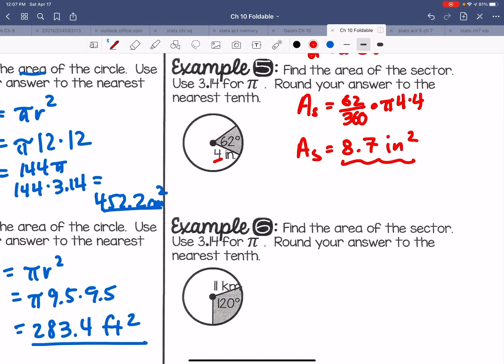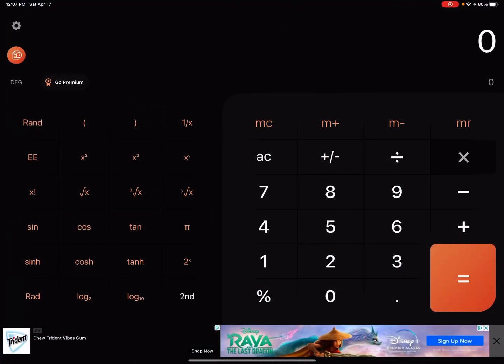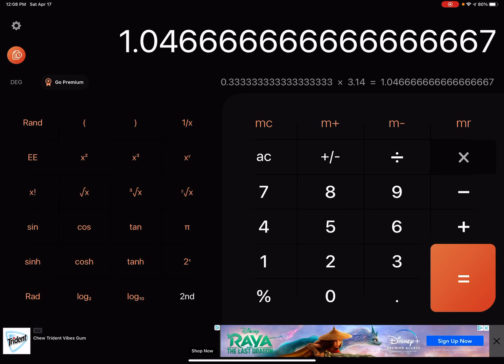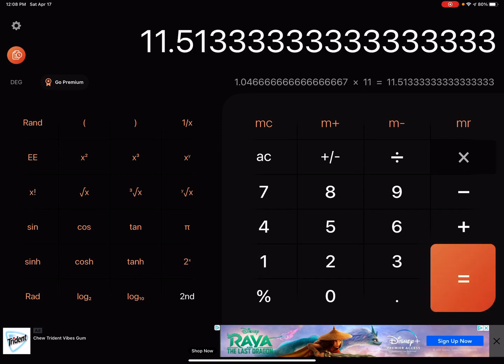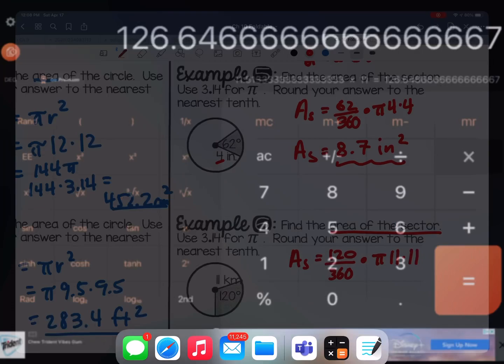Now for part 6, looks to be the same thing. The area of a sector is the ratio of the angle to the whole central angle times pi times the radius squared, or the radius times the radius. So 120 divided by 360 times pi times 11 times 11. Round to the nearest tenth, 126.6.